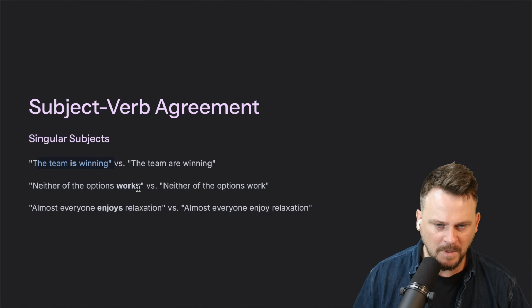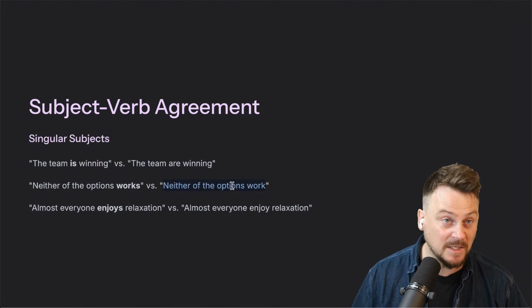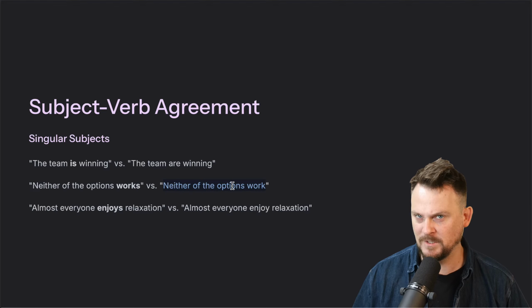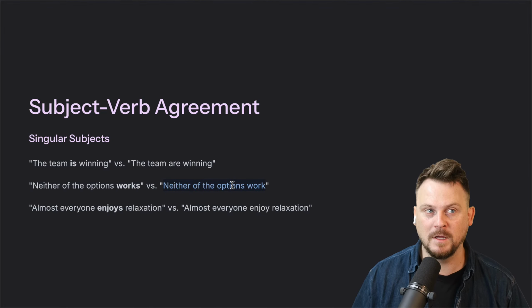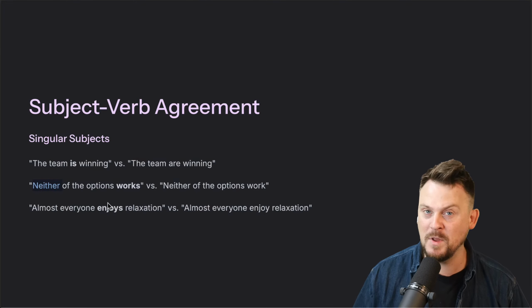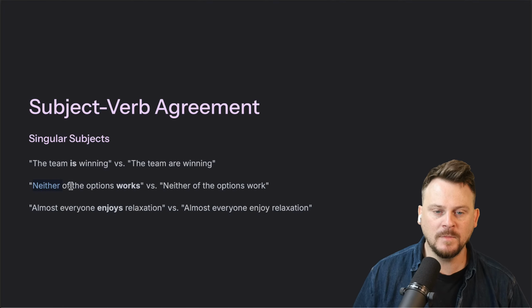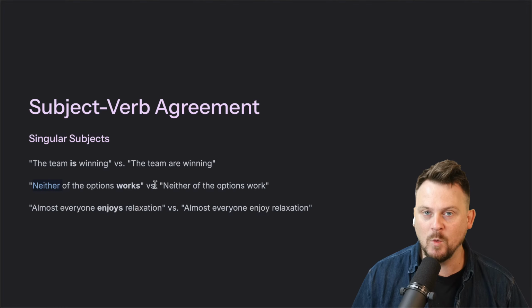What about "neither of the options works" versus "neither of the options work"? Well, what does neither mean? Neither means not this and not that. Either means this or that. So it's one. It's not the same as both. Both is two, always. And so this we have to regard as one thing. So if it's one, then it's A or B. So we're either talking about A or B. So let's do it with A or B. A works. B works.